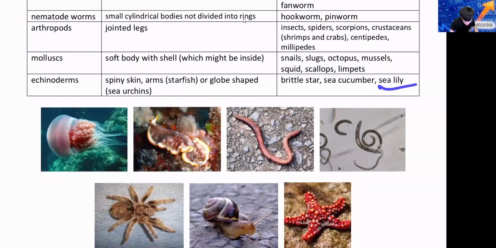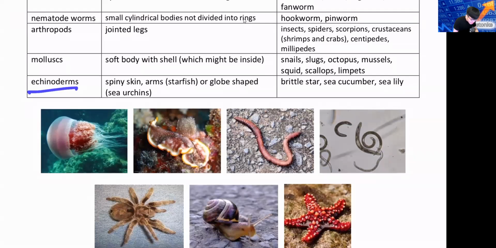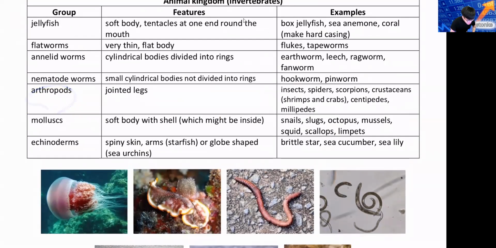Sea lily, I don't know what the hell this is. So these are echinoderms lah. Very weird family, as you can see. Most of them have very hard skin. Sea cucumber has hard skin, starfish has hard skin, sea urchin has hard skin. So these are echinoderms. Arthropods are the interesting ones because they have legs.